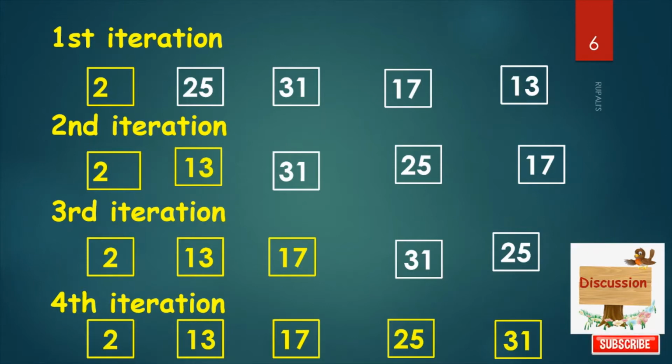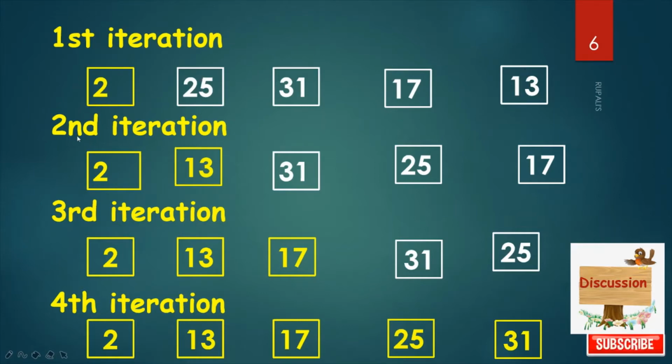Now for each iteration, how many comparisons are required? For the first iteration, you have to compare the first node info with the second node info, the first with the third, the first with the fourth, and the first with the fifth. That is, 4 comparisons are required.